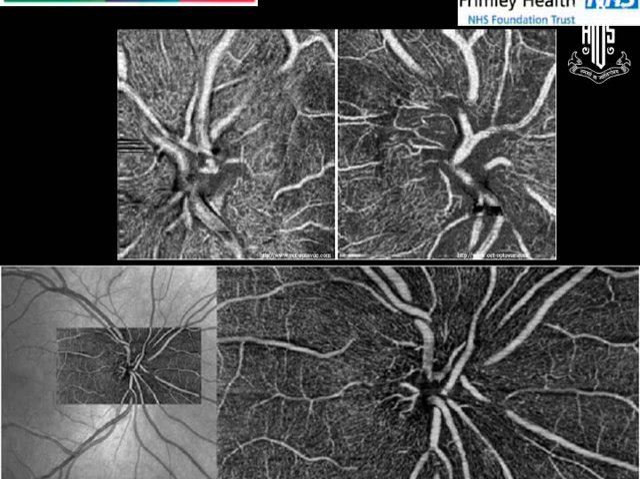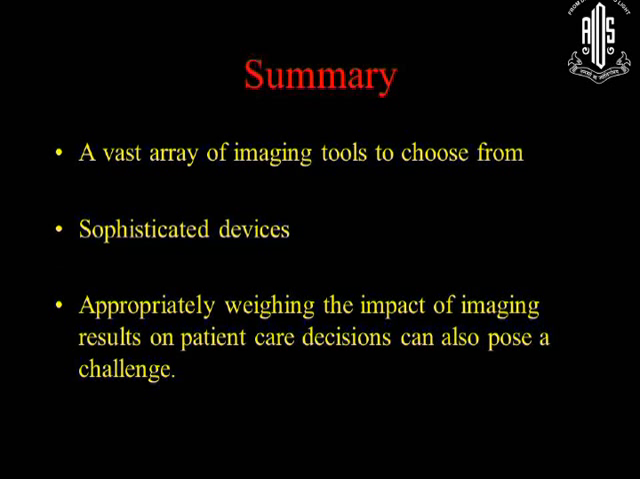So what are we left with? We now have a vast array of imaging tools to choose from. These are all sophisticated devices, and obviously they're very expensive as well. So how do you choose what it is you want? You started off by buying your camera, then you bought your fluorescein machine, then you got the ICG, now your OCT, and now OCT angiography is another machine.